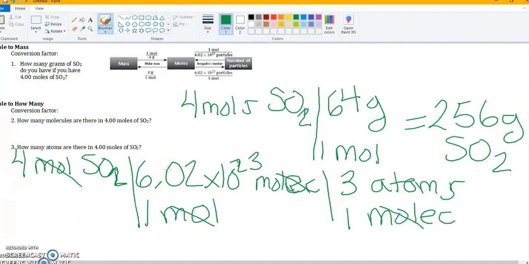So the big thing that we worked on with these conversions was the fact that our units always have to cancel out, and we use the periodic table when we're trying to get from grams to moles, and we use Avogadro's number when we're getting from molecules to moles, and that a molecule is different than an atom, and so you need to watch your units to make sure your answer makes sense.